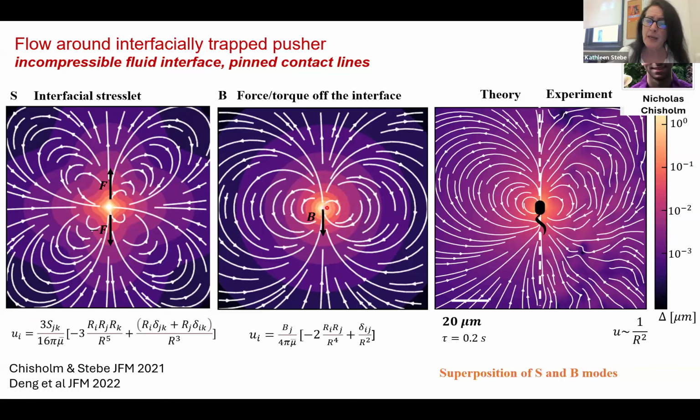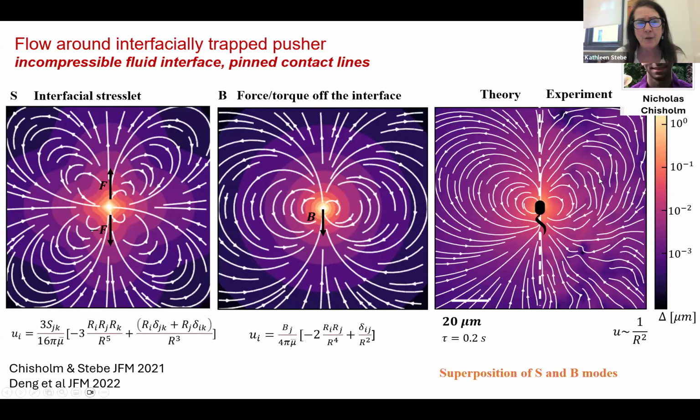The flagellum is located under the interface. The Marangoni stresses that force the incompressibility are in the interface, and they give rise to this beautiful recirculating vortex flow. And if we superpose these two, we can recapitulate all the main features of the experiment. So this was Jai and Nick working together to find this nice parallel of theory and experiment.